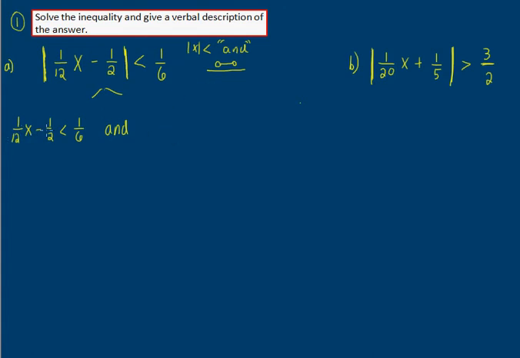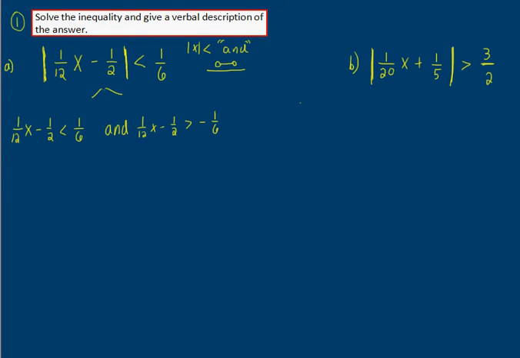So 1/12 x minus 1/2 is less than 1/6, and 1/12 x minus 1/2 is greater than negative 1/6. Notice in the second inequality, I flipped the inequality from less than to greater than, and I changed 1/6 to negative 1/6. Okay, so I have all these fractions, and it'd be nice to get rid of them. The first thing I'm going to do is find the largest number in the denominator, which is 12, and multiply everything through by 12.